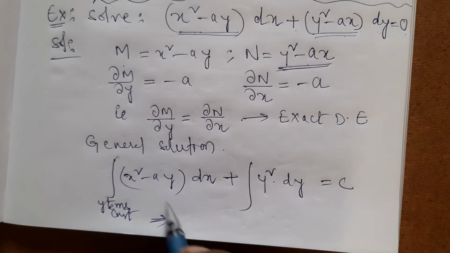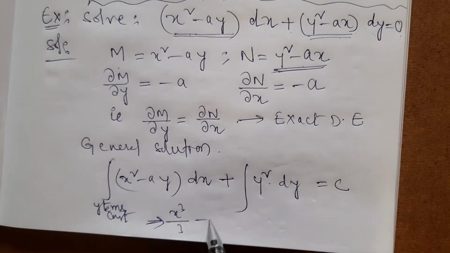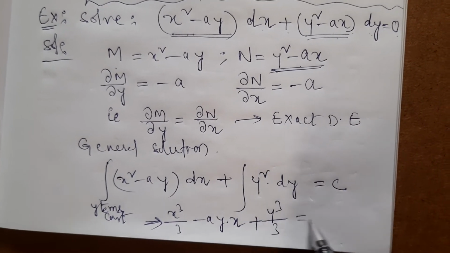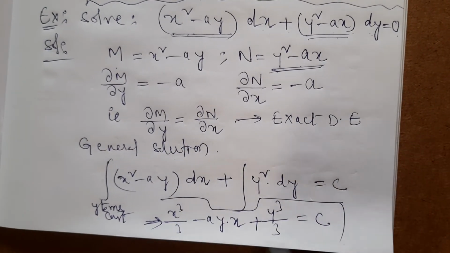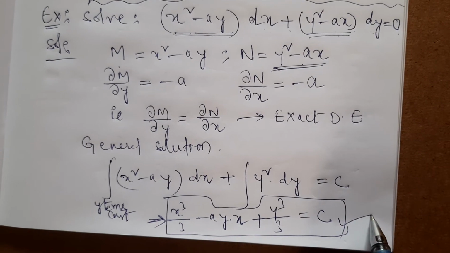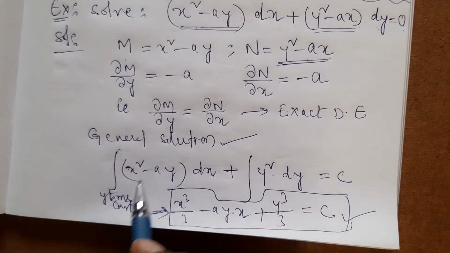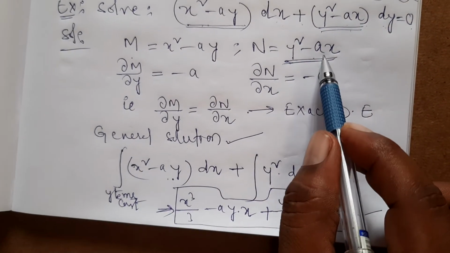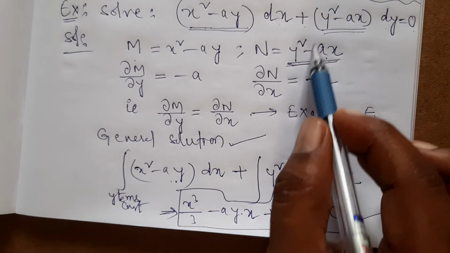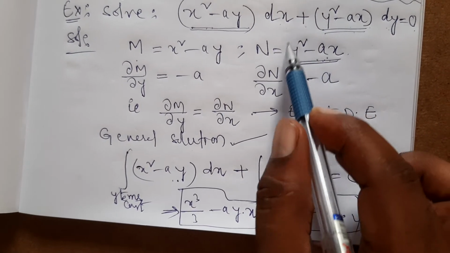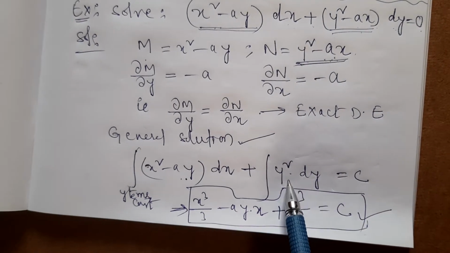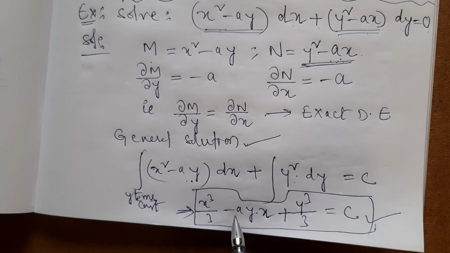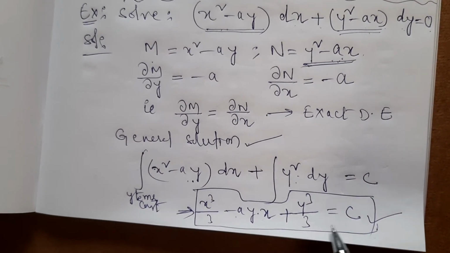Then simplify this value. This is x cube by 3 minus ay into x plus y cube by 3 is equal to c. So this is the general solution for the given exact differential equation. When writing the general solution, y is constant in the m term, and in the n terms, without x means the x term is there, delete it, and exclusively the y term is y square. So directly that value only we have to take. So automatically the solution is x cube by 3 minus ayx plus y cube by 3 equal to c.